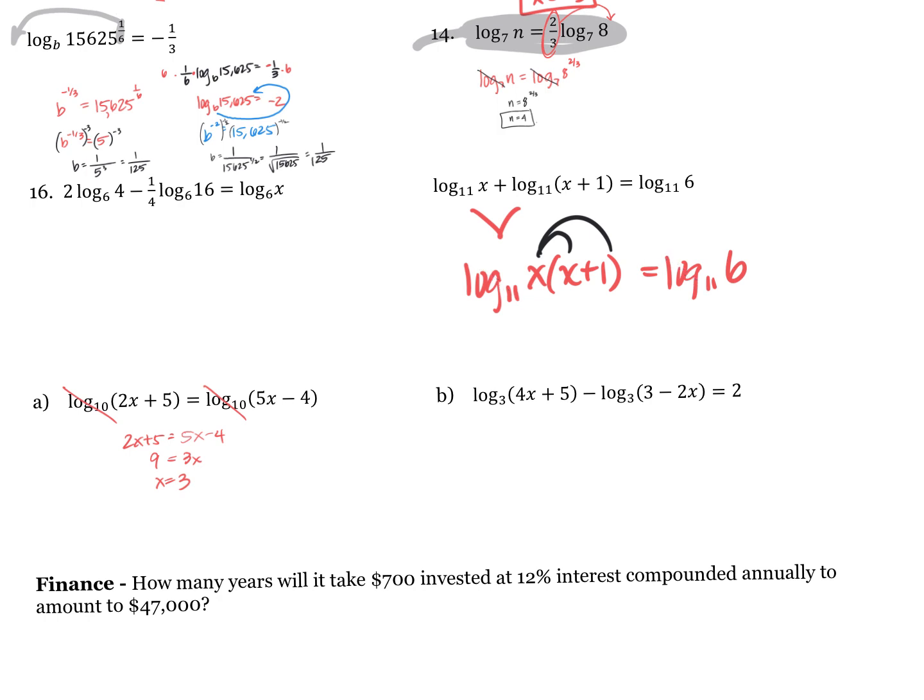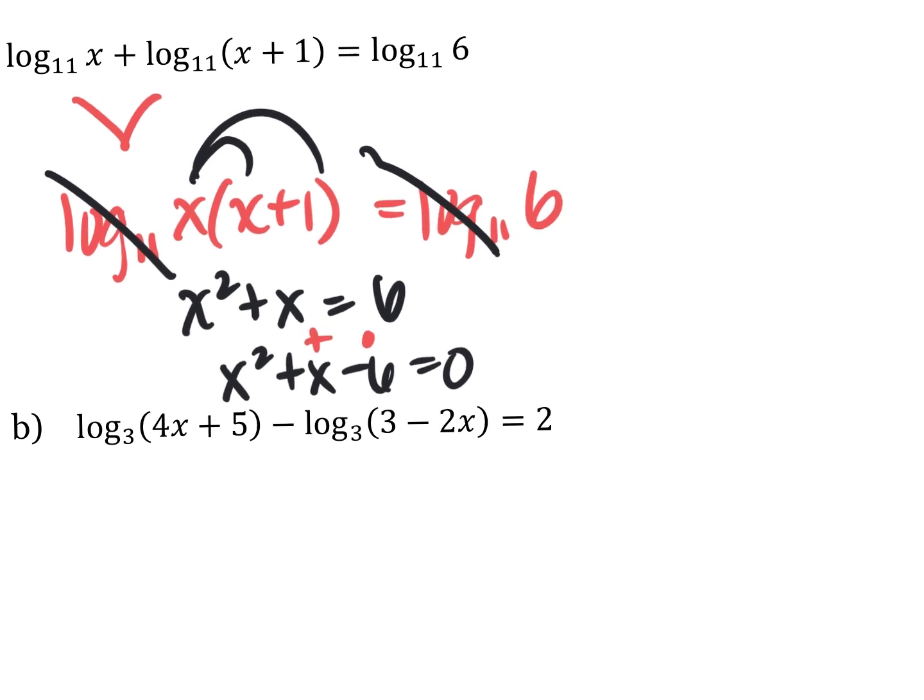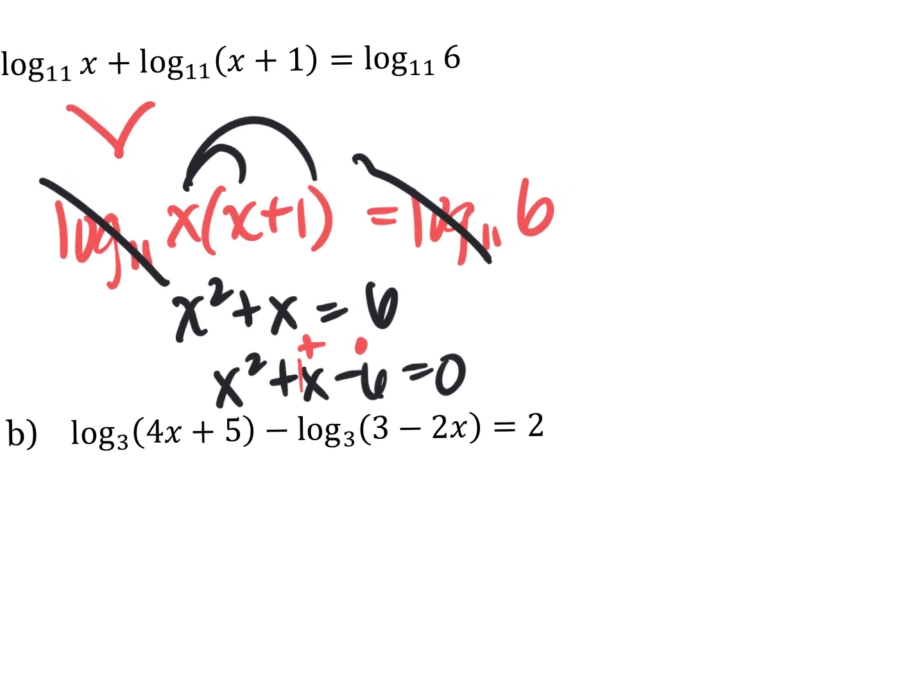x squared plus x minus 6 equals 0. We'd have to factor that. What multiplies to be negative 6 and adds to be 1? Three and negative 2, right? We might have to do a recap. Does 3 times negative 2 work? I'm recapping it right now.